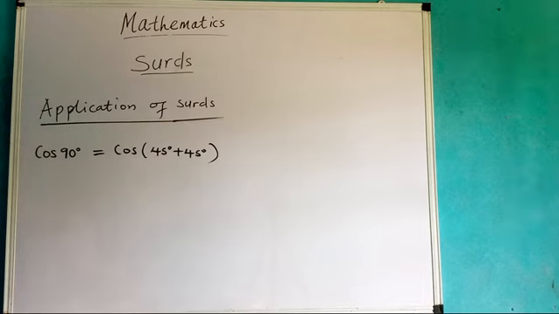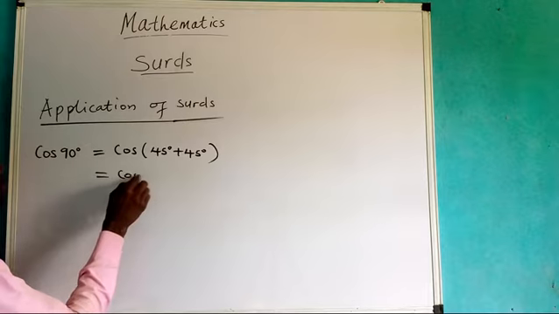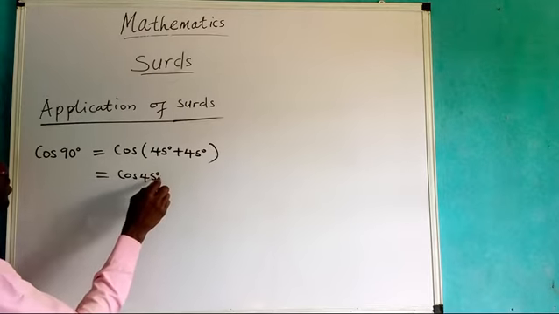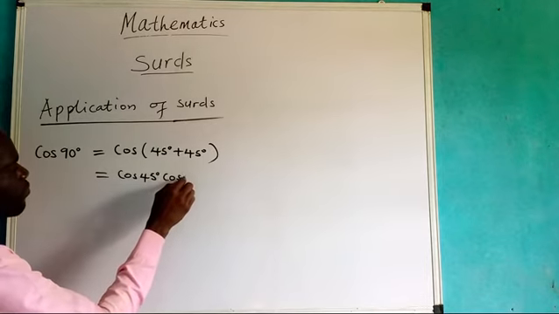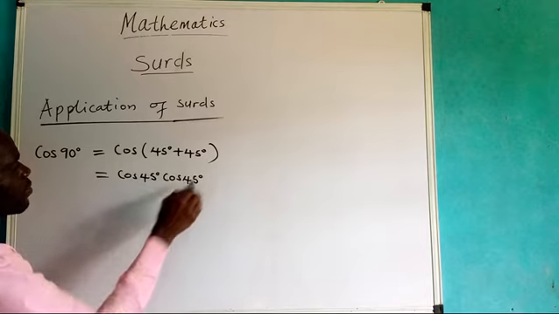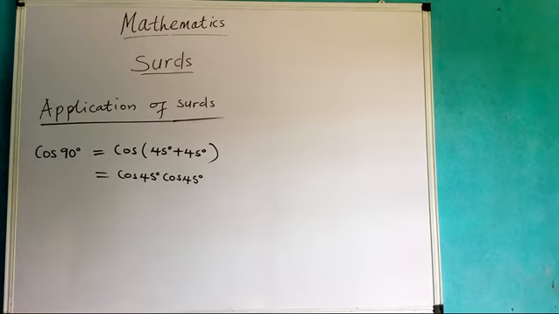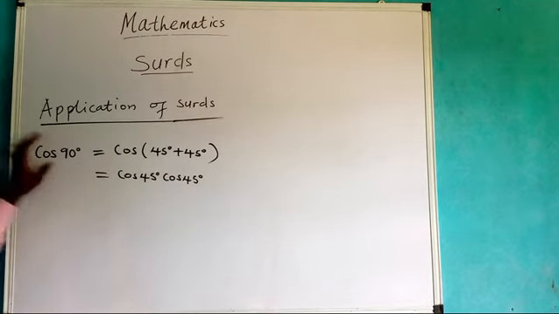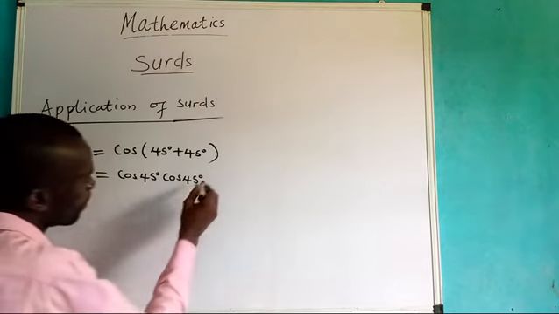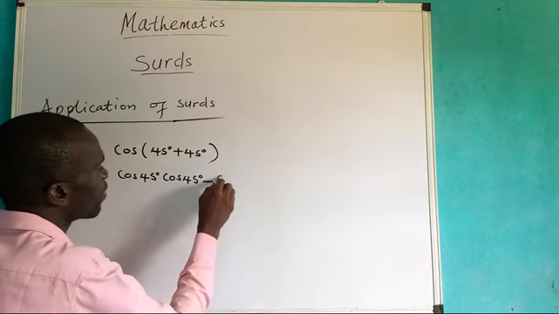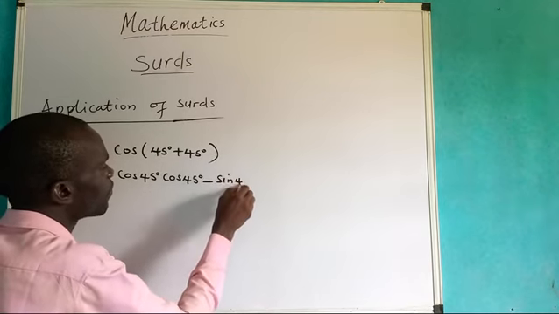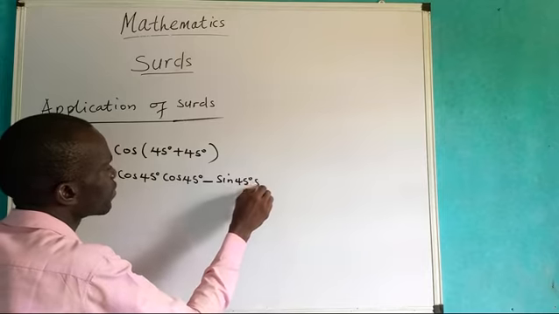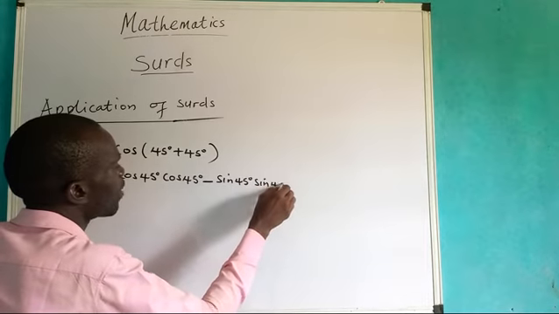Now we can apply an identity for this. It simply means that cos 45 degrees cos 45 degrees. Remember, I told you for sine the addition will not change. Now we are dealing with cos, the addition will change and become minus. We now have sine 45 degrees sine 45 degrees.